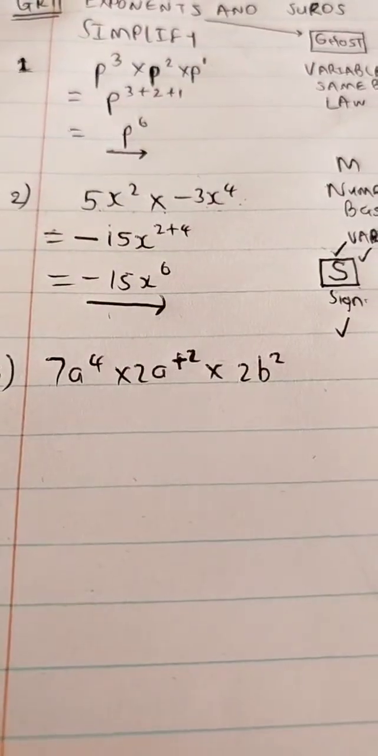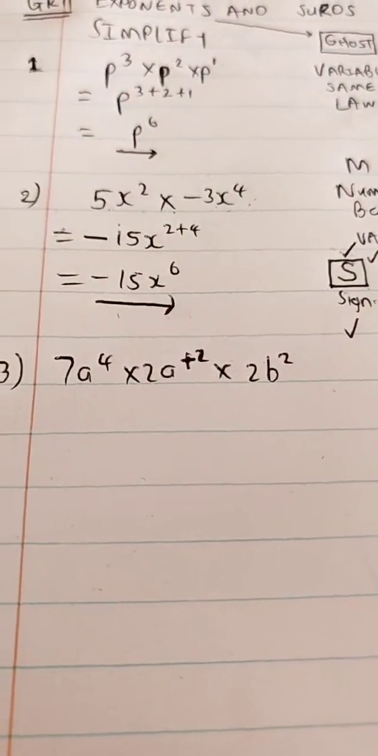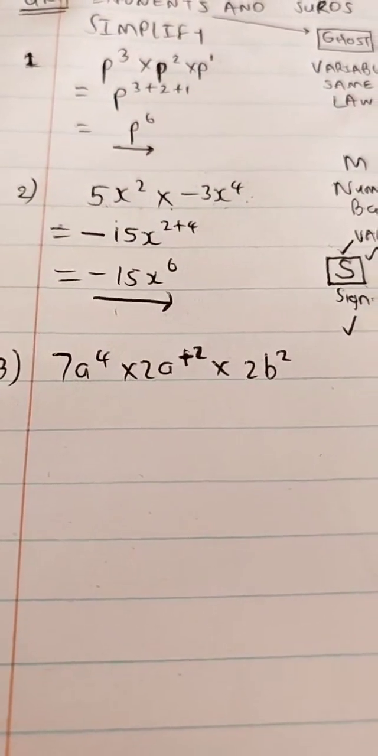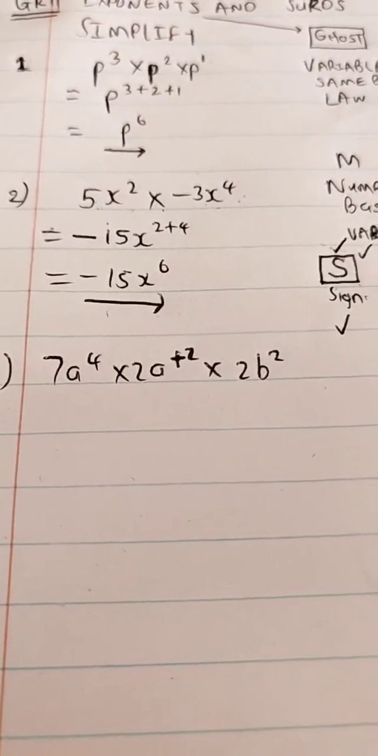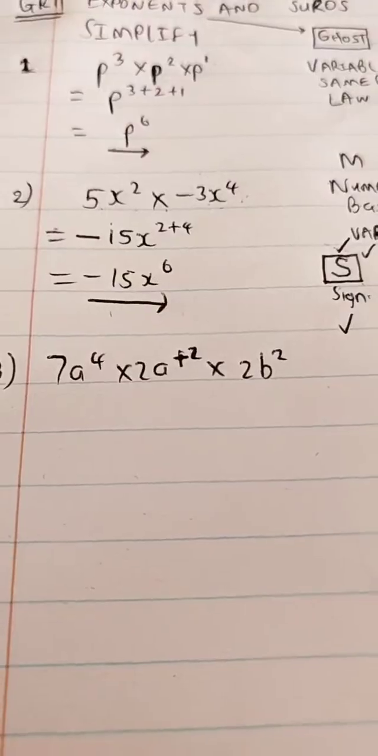Okay guys, please help me out. I just want to know what is the prevailing answer there. 7a to the power 4 times 2a to the power 2 times 2b to the power 2. What is your answer? You can comment in the comment section.